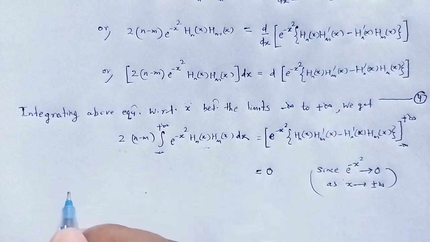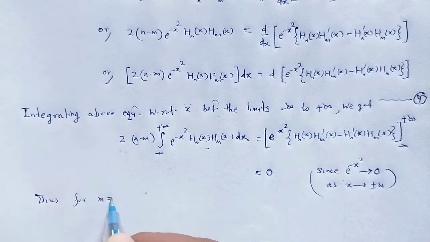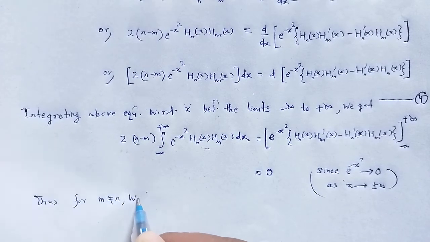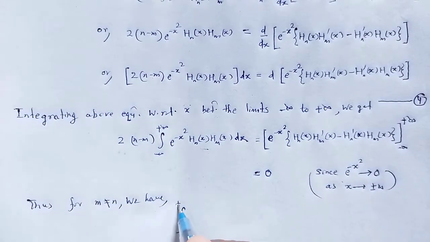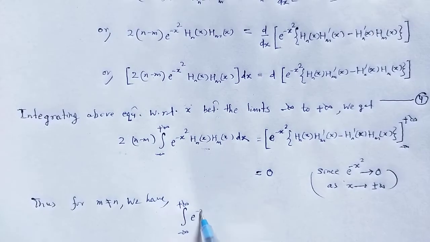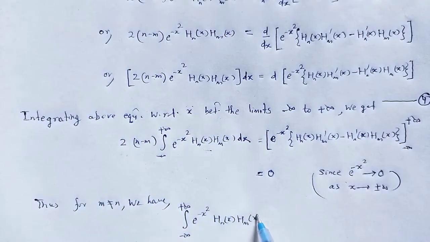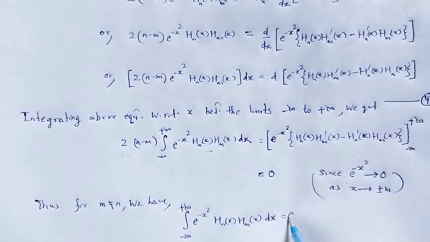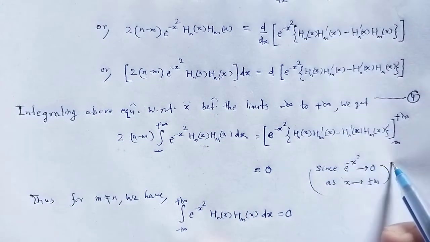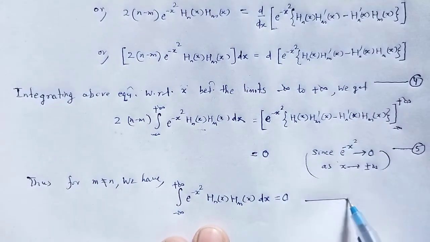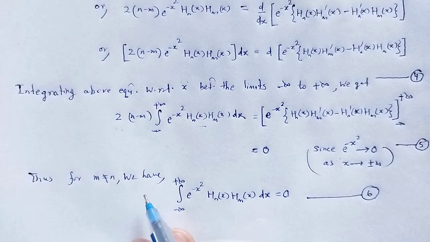Thus we can say, for m not equal to n, we have the integration from minus infinity to plus infinity of e to the power minus x square Hn(x) Hm(x) dx is equal to 0. Let this be equation number 5 and that one be equation number 6. This is the first case, when m is not equal to n.